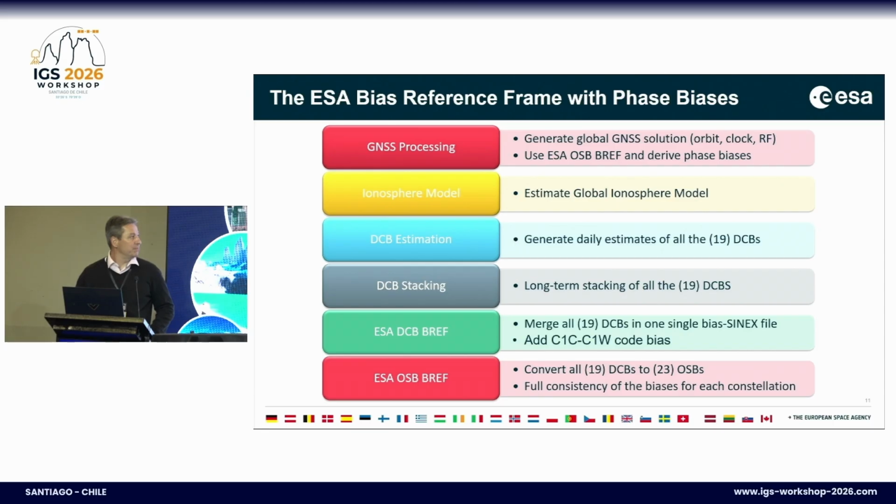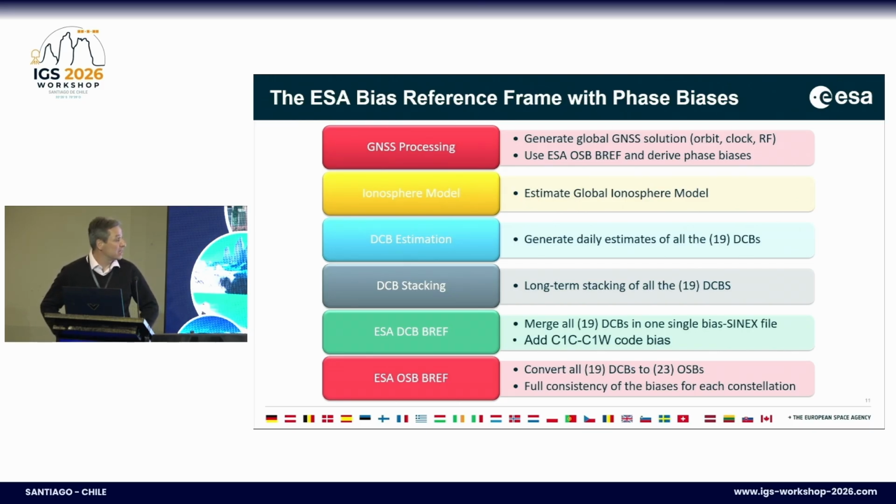What do we do in future? We plan to enhance the BREF we have at the moment to also come up with OSPs in the end. We will also start a bit earlier with the generation, so we will generate a global GNSS solution, including orbits, clocks, and the reference frame. We use the OSP BREF, which we get out of the processing at the end, and also in the further processing, estimating the ionosphere model.